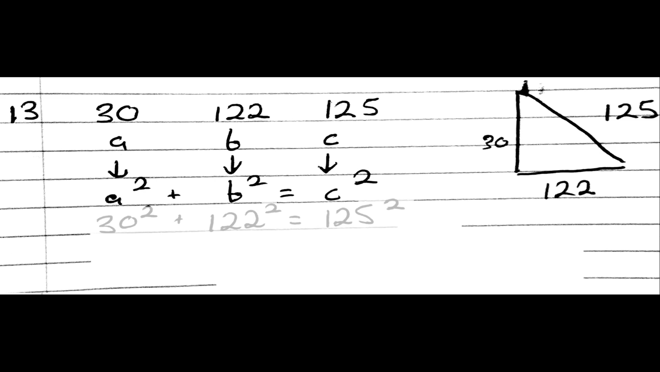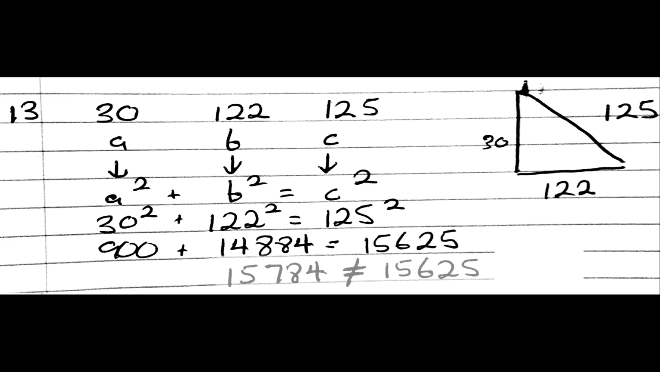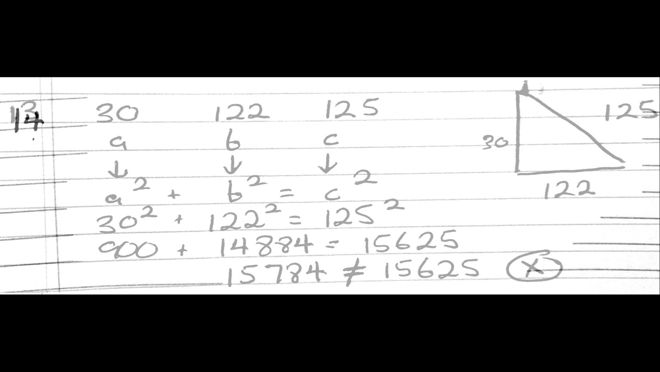So we have 30 squared plus 122 squared equals 125 squared. So let's add these sides up and see if they match. So 900 plus 14,884 does not equal 15,625. So this is not a right triangle. Is it still a triangle? Yes, it's just not a right triangle. All right. So that sign there is not equal. When you have the equal sign with a slash through it, that's not equals.